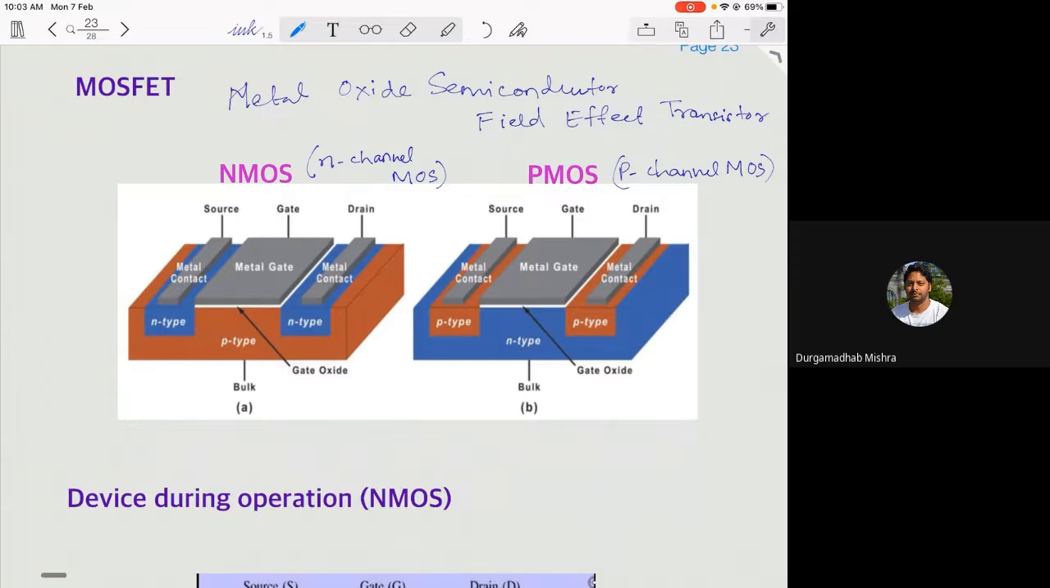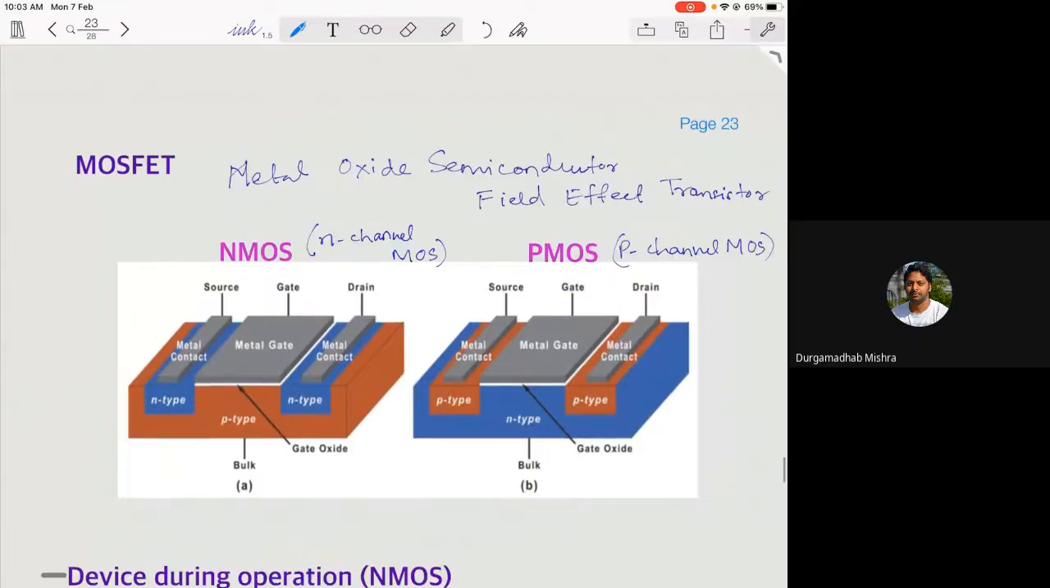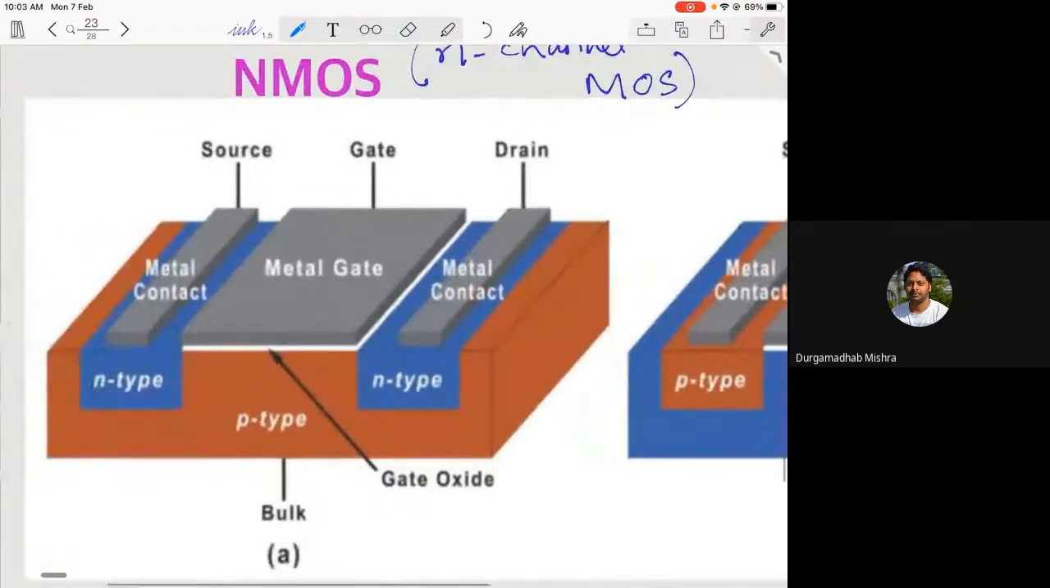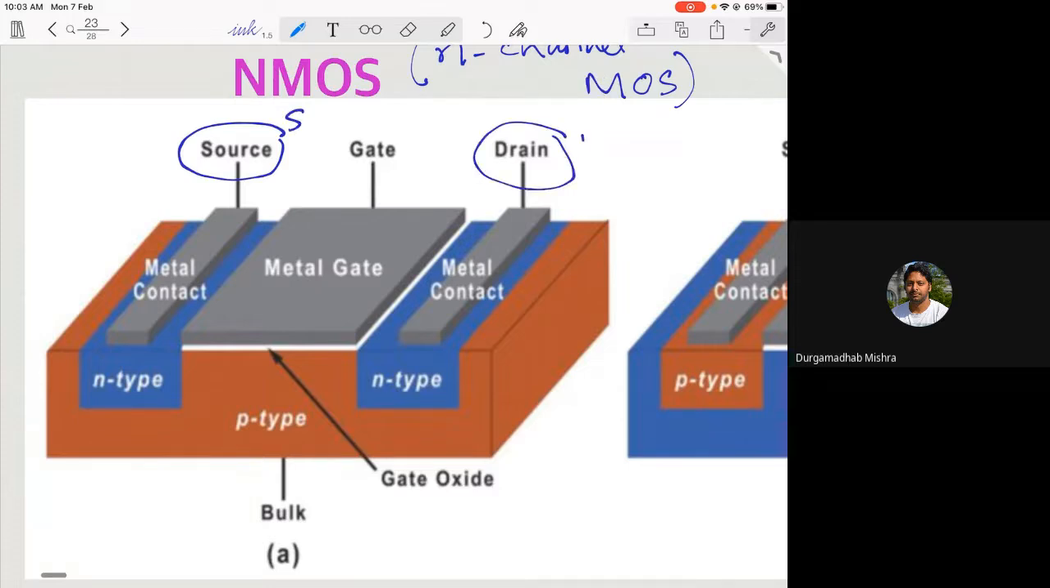So the device is basically a block of semiconductor, let's say P-type semiconductor. Then you dope it heavily with N-type material and make two regions which are known as source and drain, S and D.